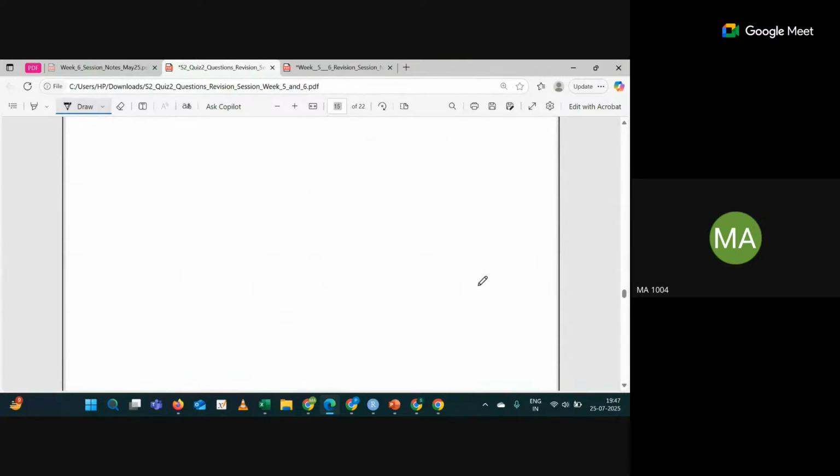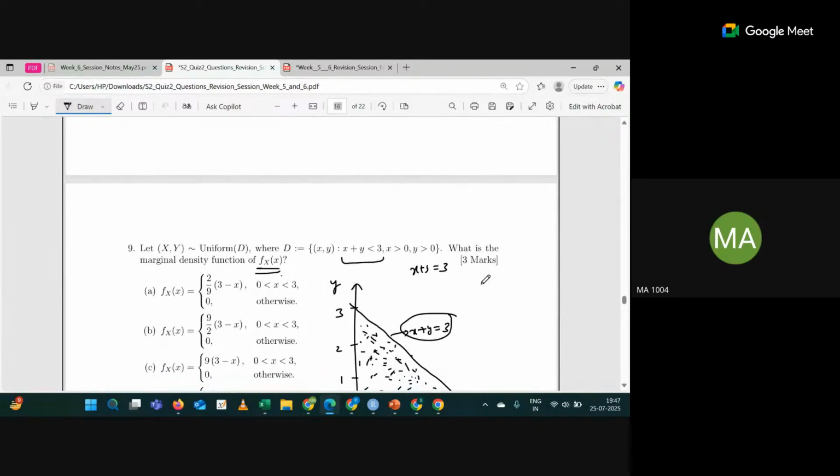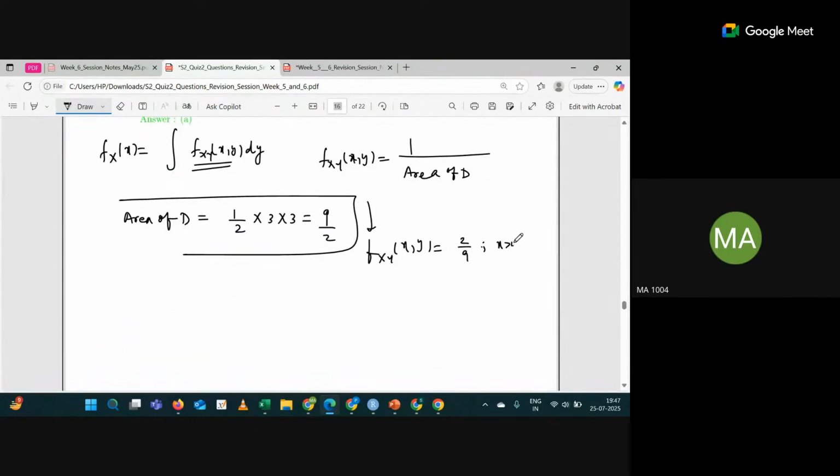What is the support of x and y? It's 0 to 3, and y is also 0 to 3 only, right? Yes, both are 0 to 3. Basically, I should write here something like that: x is greater than 0, y is greater than 0, and x plus y less than 3. It will take value 0 otherwise.